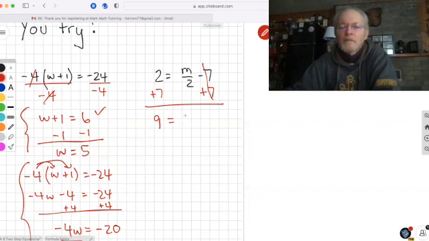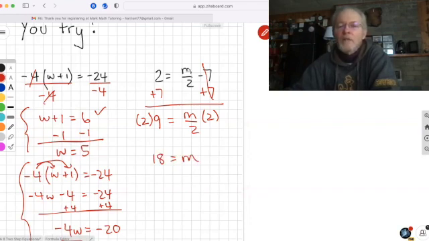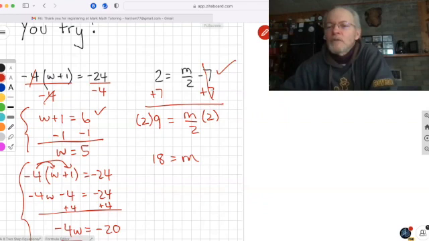This is going to just be m divided by 2. And then the last inverse operation would be to multiply by 2 to undo this divided by 2. Multiply by 2 on both sides, and our solution is m is equal to 18. And we can check this. 18 divided by 2 is 9, minus 7 is 2. Okay, two-step equations. That'll get you started on it.